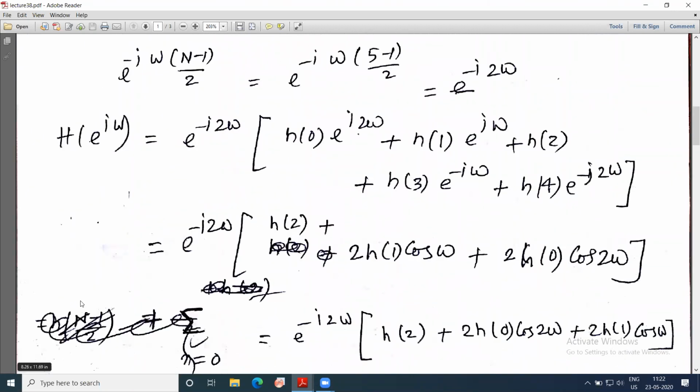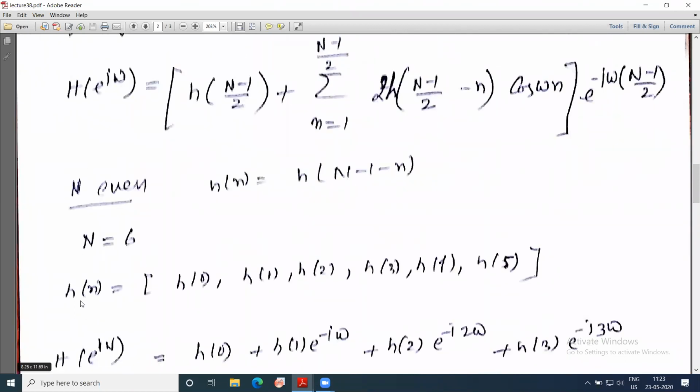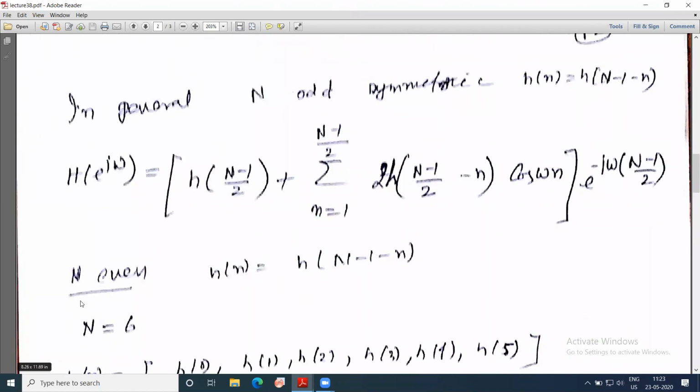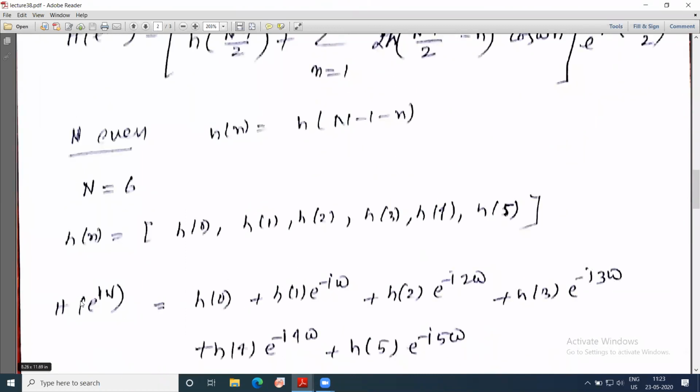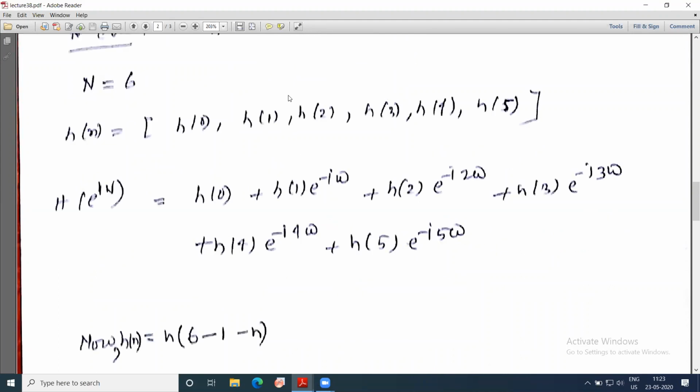Then we will see another example in which this is odd and symmetric. We have discussed that, right? So now even and symmetric. I am having 4 minutes. Anyway, let us try. So even and symmetric. Again, N equal to 6 and h[n] equal to h[N minus 1 minus n]. This is the symmetric condition. I will justify later what is symmetric. That is also symmetric about (N minus 1) by 2. We'll see later on.